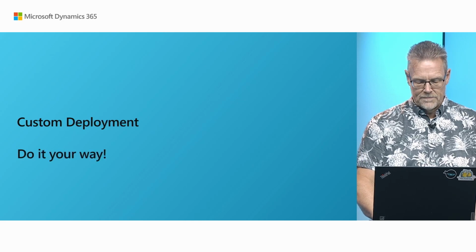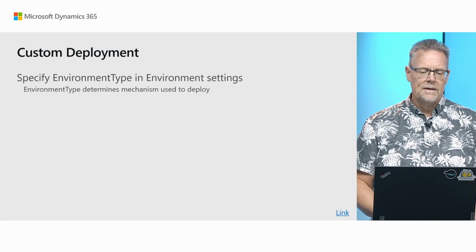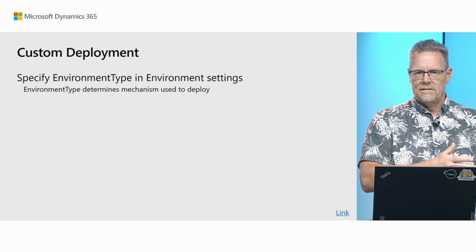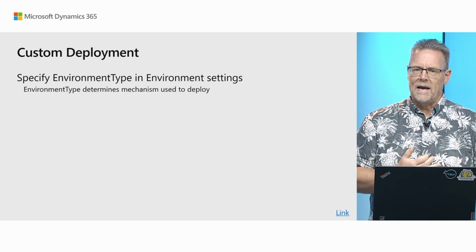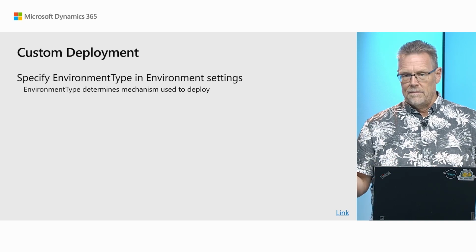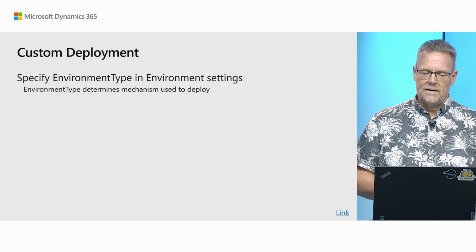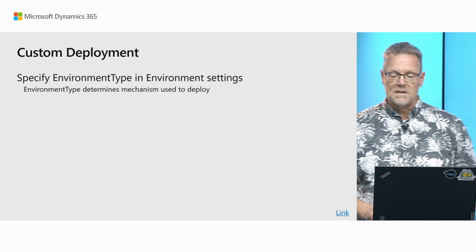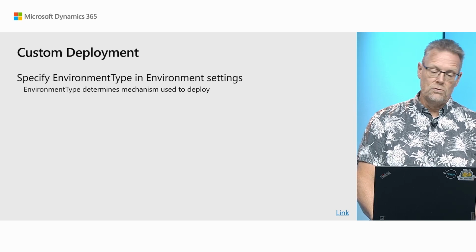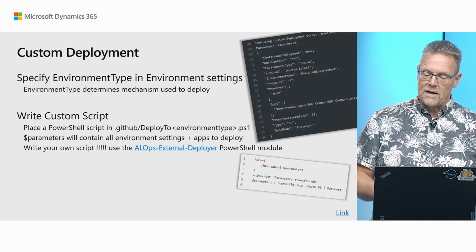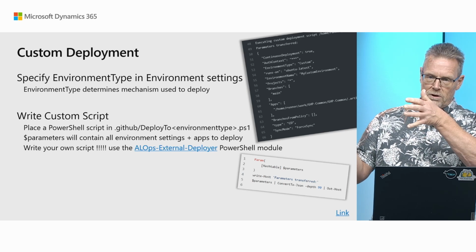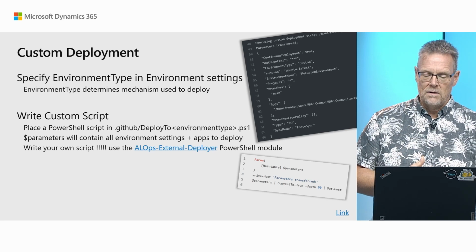Do it your way. So, custom deployment. If you specify environment type in your environment setting, then that determines the mechanism used for deploy. So if you say the environment type is on-prem or custom or whatever, then we'll say, okay, it's no longer a SaaS environment, so our deployment mechanism will no longer be used. Then you can write a custom script, and you just place that in the .github folder, named DeployTo followed by the environment type, .ps1.